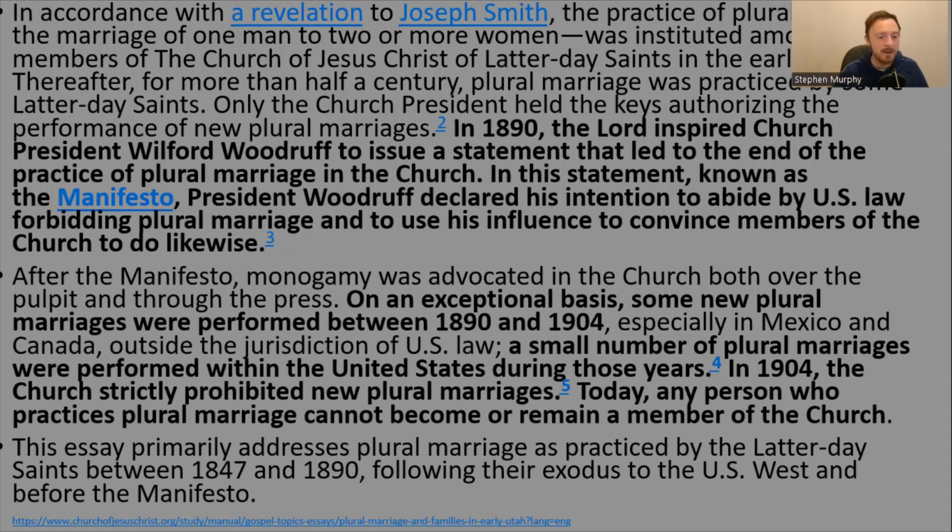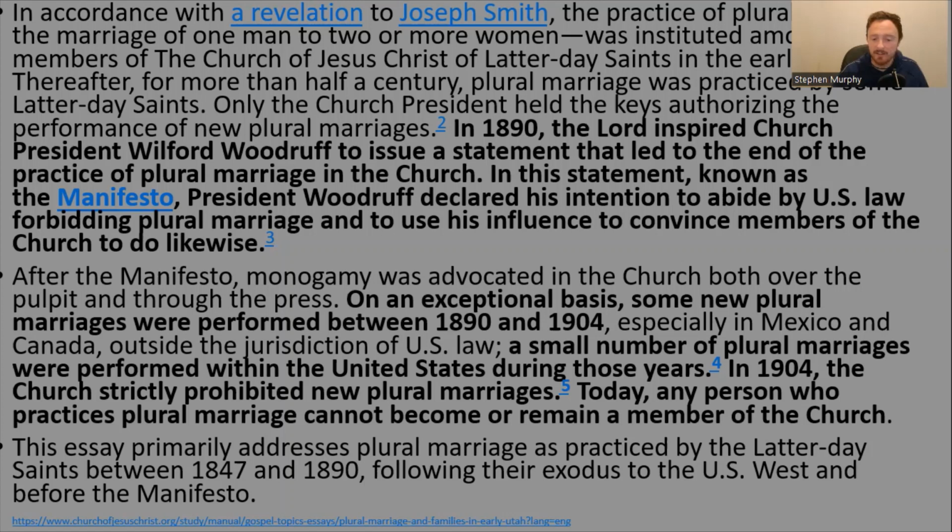In the statement, known as the Manifesto, President Woodruff declared his intention to abide by US law forbidding plural marriage and to use his influence to convince members of the church to do likewise. After the Manifesto, monogamy was advocated in the church both over the pulpit and through the press. But on an exceptional basis, some new plural marriages were performed between 1890 and 1904, especially in Mexico and Canada, outside the jurisdiction of US law. A small number of plural marriages were performed within the United States during those years. In 1904, the church strictly prohibited new plural marriages. Today, any person who practices plural marriage cannot become or remain a member of the church.